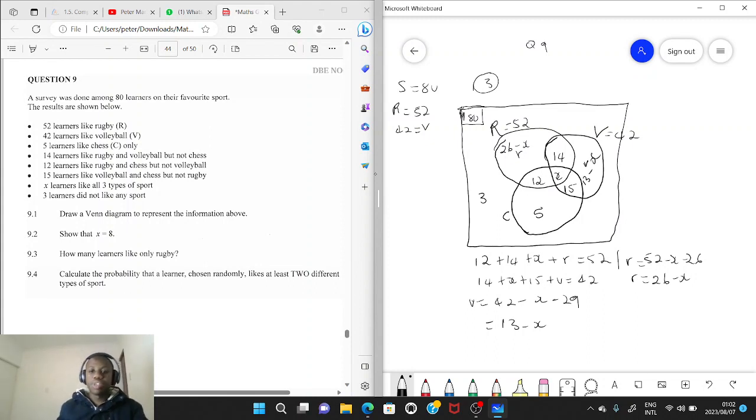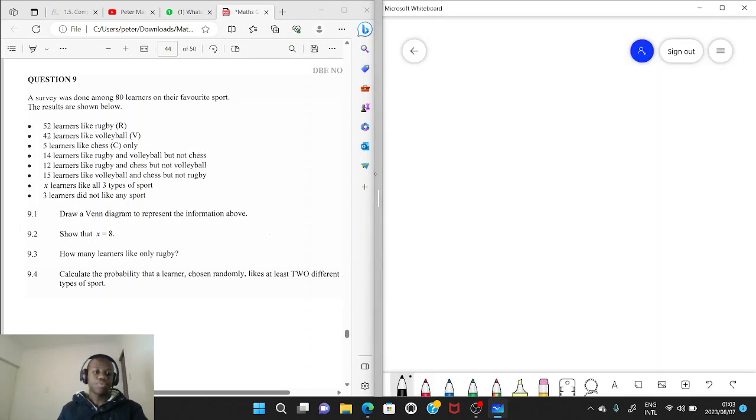Now we are done with our Venn diagram. Here is our Venn diagram complete, right? You have answered the question, right? We are not done, because we still have 9.2. This was 9.1, so now we have to add 9.2, right? Now let's add a page for 9.2.